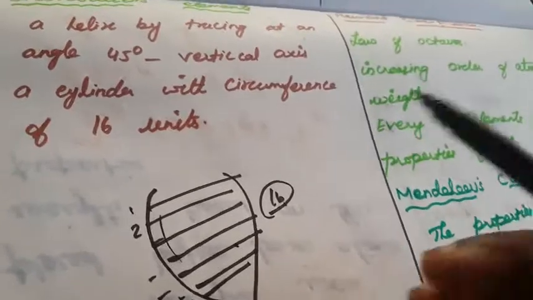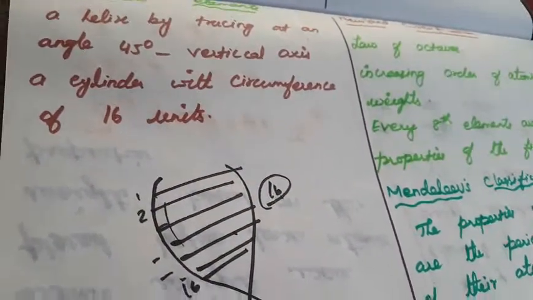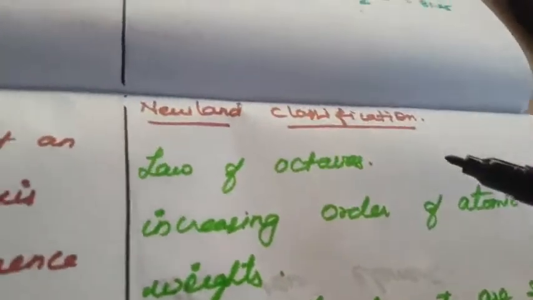But this one did not attract the scientists, so this also failed to explain. The next one followed is the Newland classification.